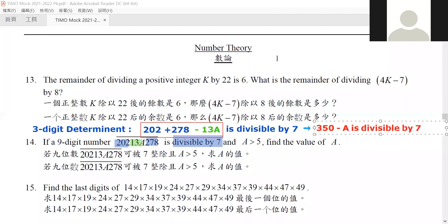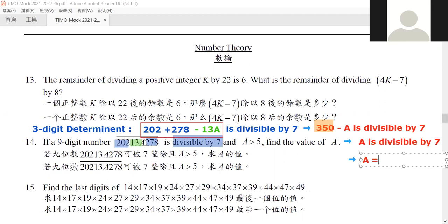But this is strange, right? Because 313 is divisible by 7 all by itself. So the only possible way for it to also be divisible by 7 is that our a is also divisible by 7. Then since a is divisible by 7 and a is greater than 5, our a must be equal to 7. So this is our answer.